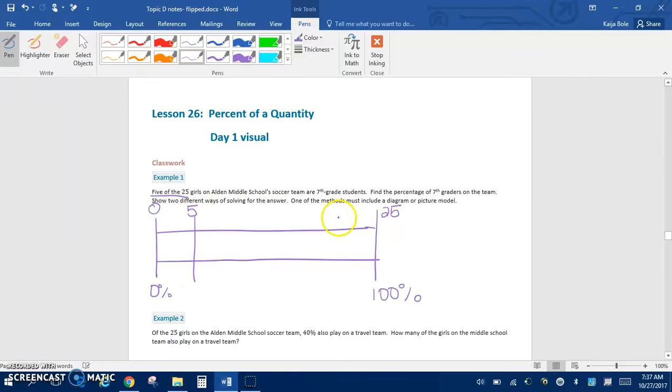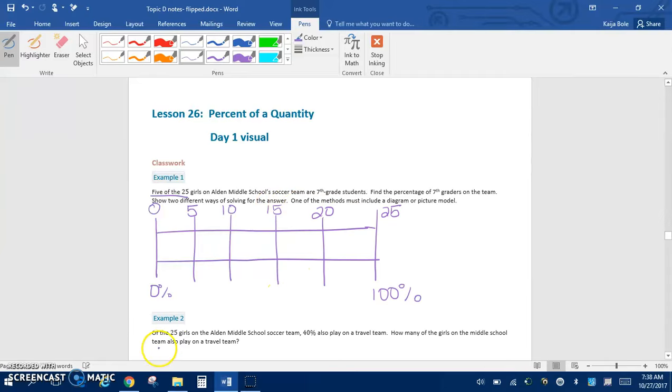So that means to count to get to 25, we're just going to count by 5s here. So this will be 10, 15, 20, and then we have 25. So on the top we have 10, 15, 20, and then 25.